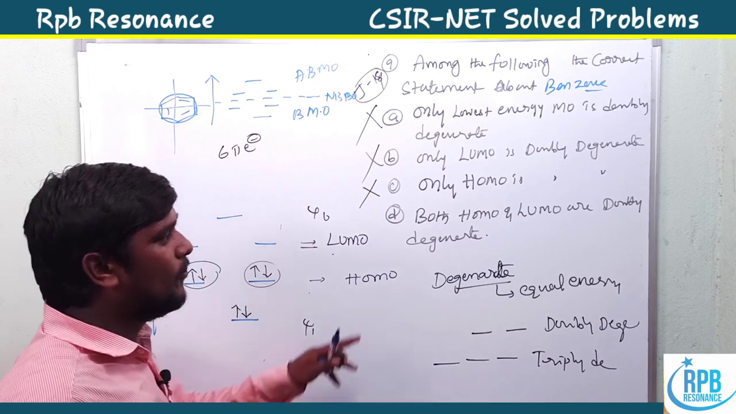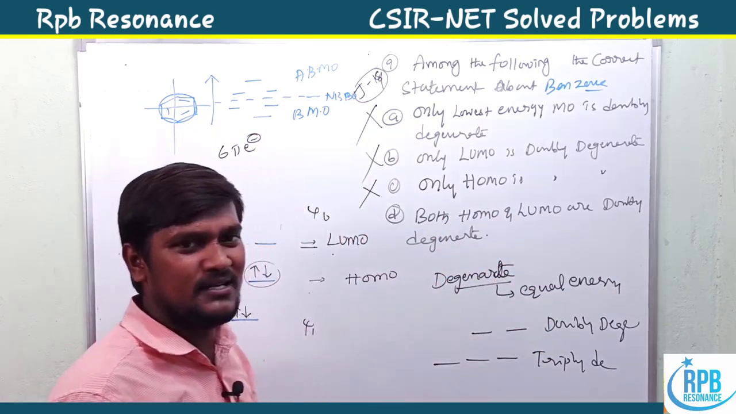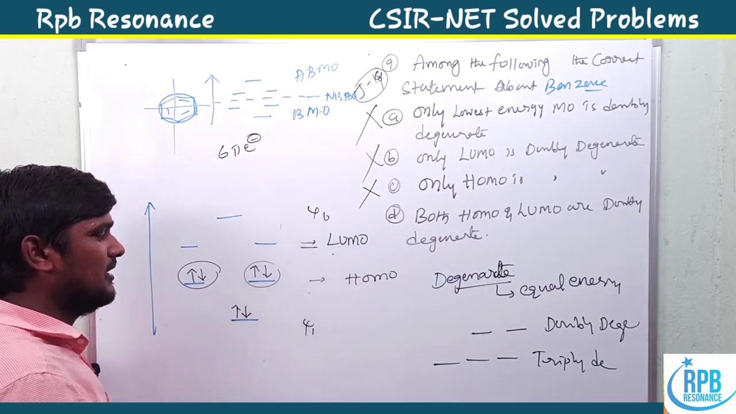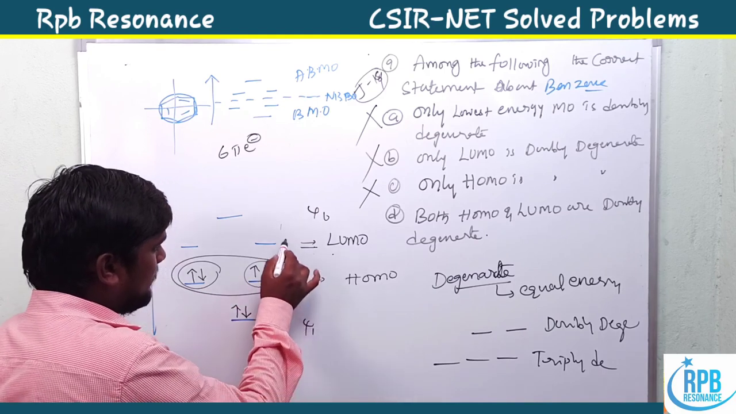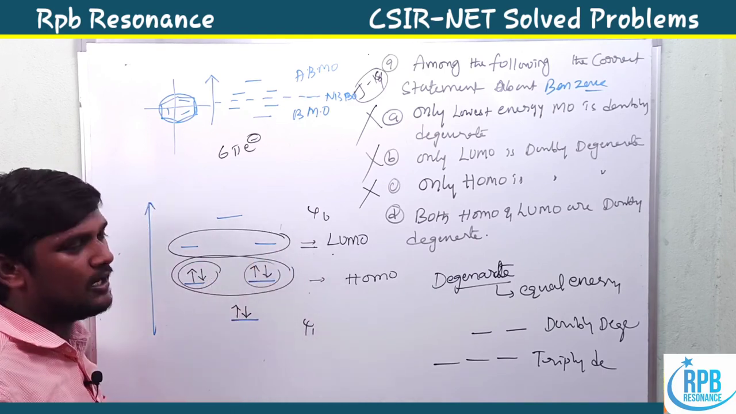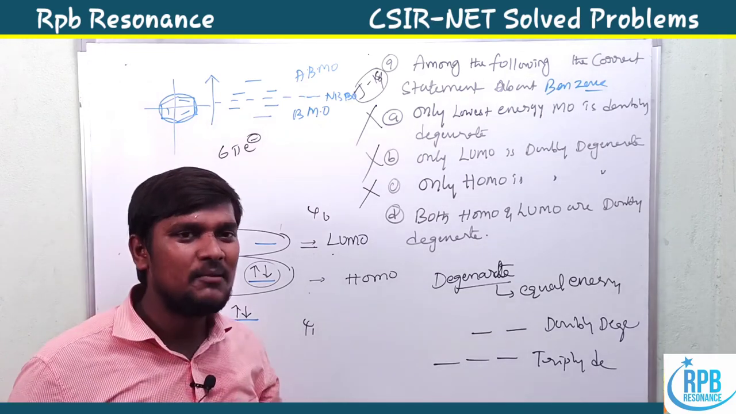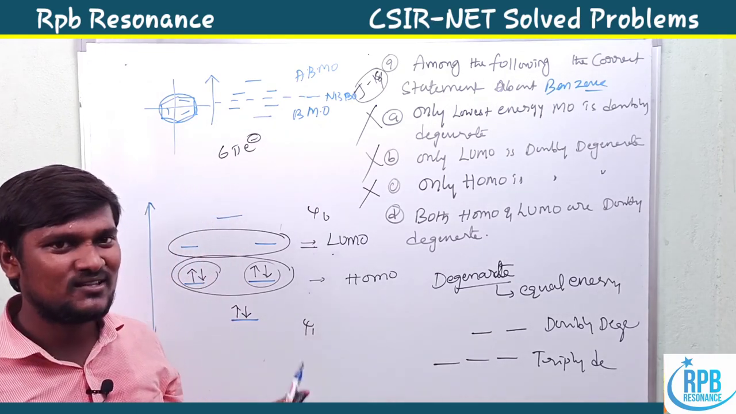Now the final option: both HOMO and LUMO are doubly degenerate. These are doubly degenerate orbitals, so both HOMO and LUMO are doubly degenerate orbitals. Okay, so that's all for this video.